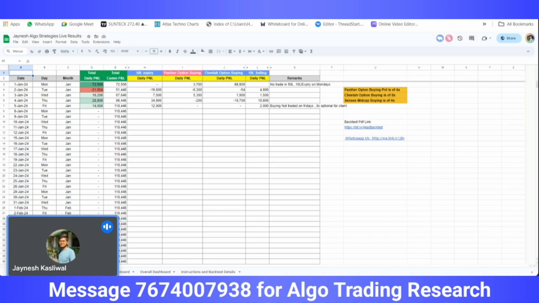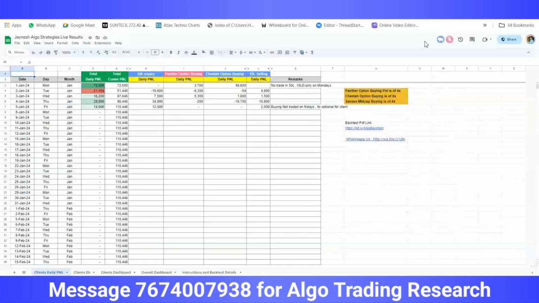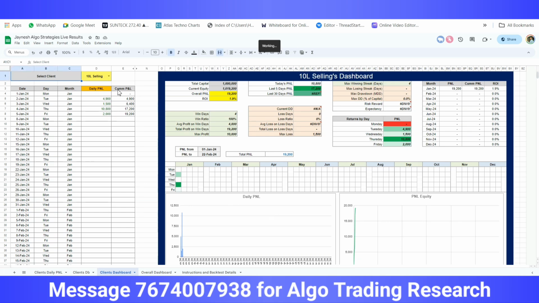And the fourth one is the 10 lakh rupees option selling basket. Now these are the four baskets, basically the four services that I'm offering right now. And this is the algo trading journal basically.